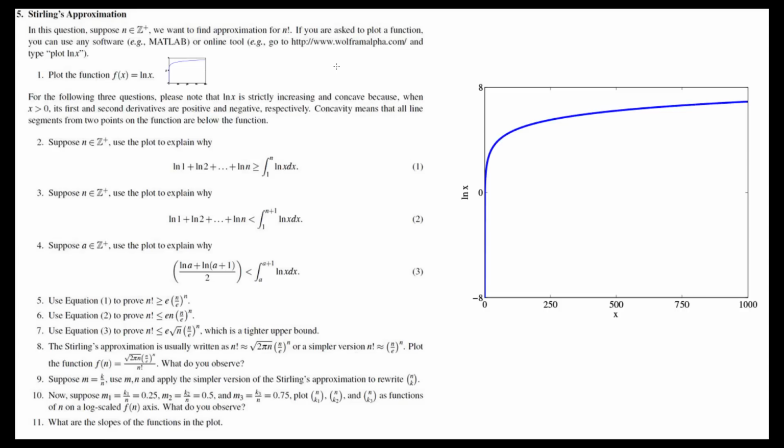You can do this with MATLAB or Wolfram Alpha. Here I've plotted it between 0 and 1,000, and the most important points to notice are that it's always increasing and it's concave, which means that whenever you draw a line between 2 points, the function natural log of x will be above whatever line you drew. It has to be a straight line, but you can pick any 2 points and this will work.